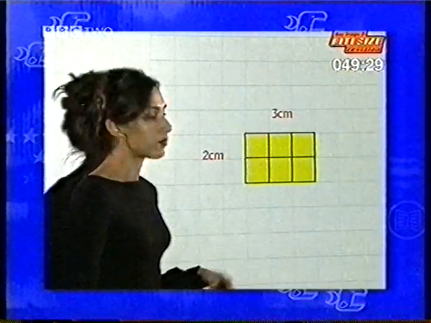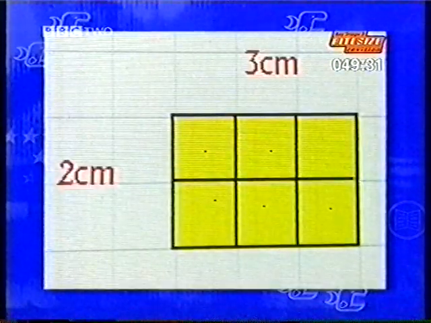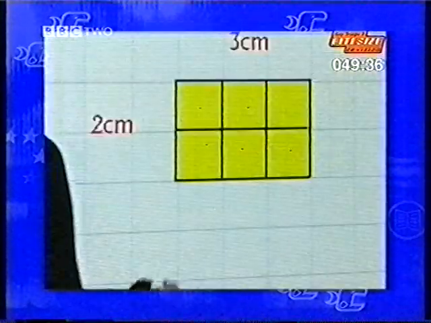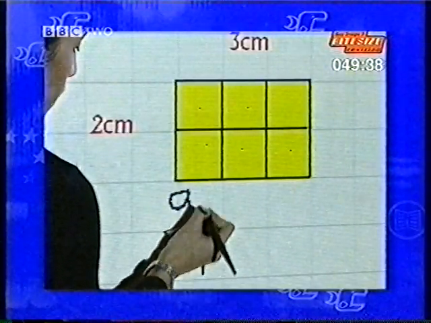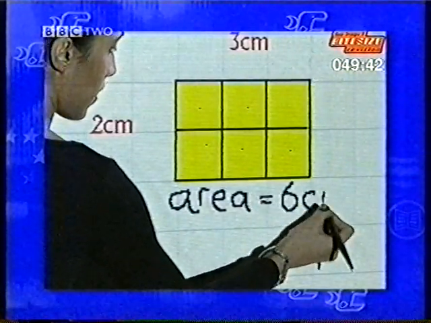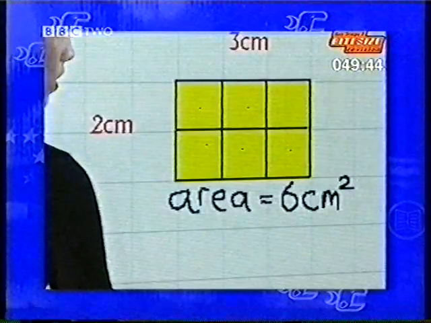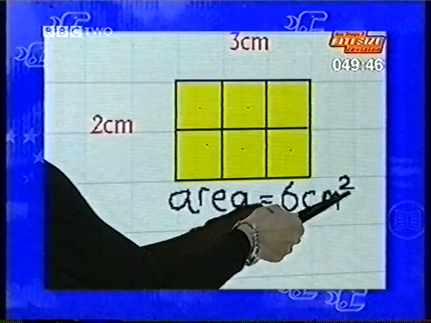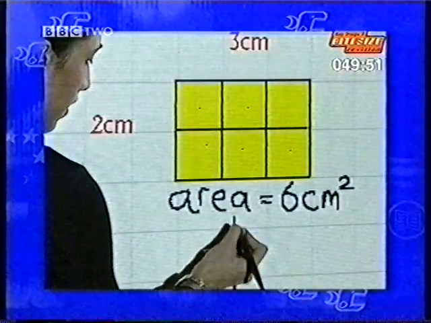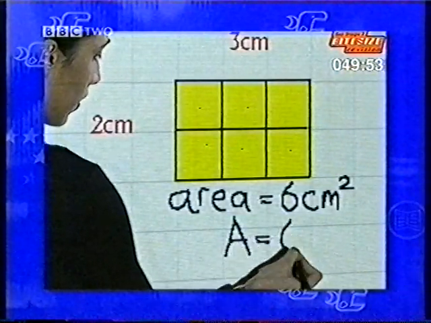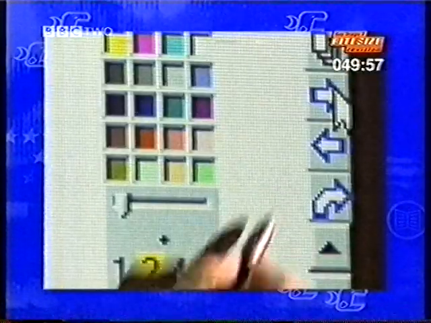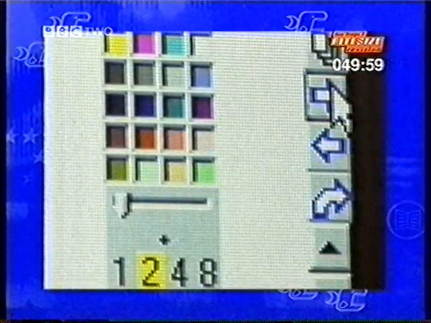Here we've got a rectangle. This rectangle has got an area of 1, 2, 3, 4, 5, 6. So the area of this rectangle equals 6 centimetres squared. Don't forget to put your 2 there to show that it is centimetres squared. Another way of writing it is A equals 6 centimetres squared. Let's move on to a different shape now.